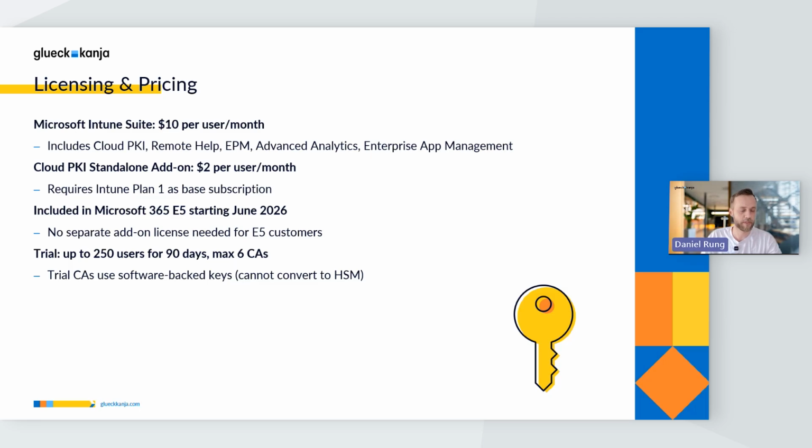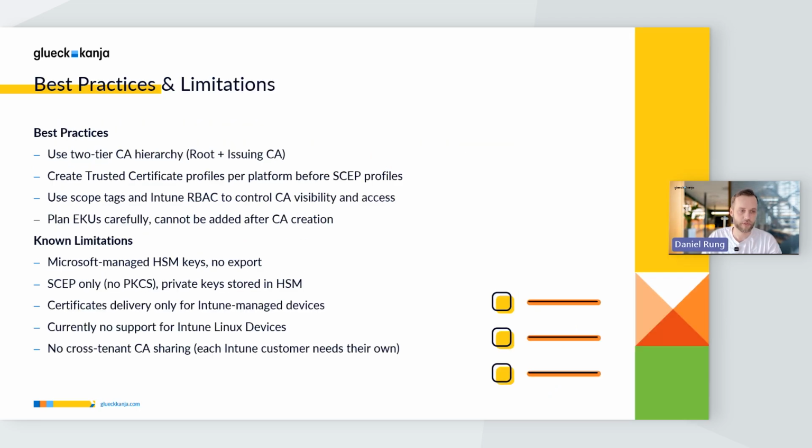Yeah, let's go to the best practices and limitations. So basically, you start, you will see it in the demo, with a root CA and with an issuing CA delivered from Microsoft itself. This is the easiest and best starting point. For any platform you have in your Intune, you start with a SCEP profile. Each platform needs its own SCEP profile.